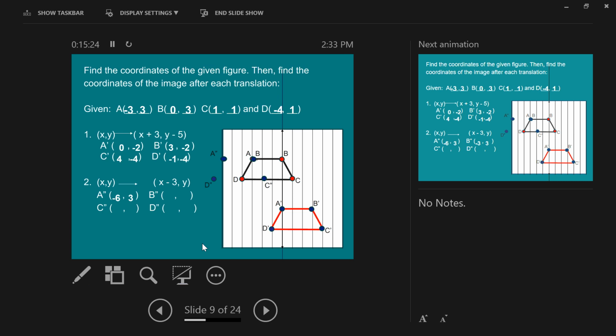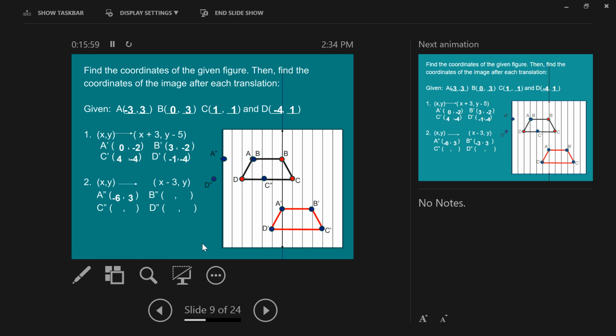All right? Same thing for number 2 here. This one, though, says that we're going to subtract 3 from x and not change the y at all. Okay? So I go back to the original points that were up here. A's original x value was -3. If I move left 3 more spaces, where would I be? -6, and then it said not to change y at all. So A prime would just be -6, 3. Okay?